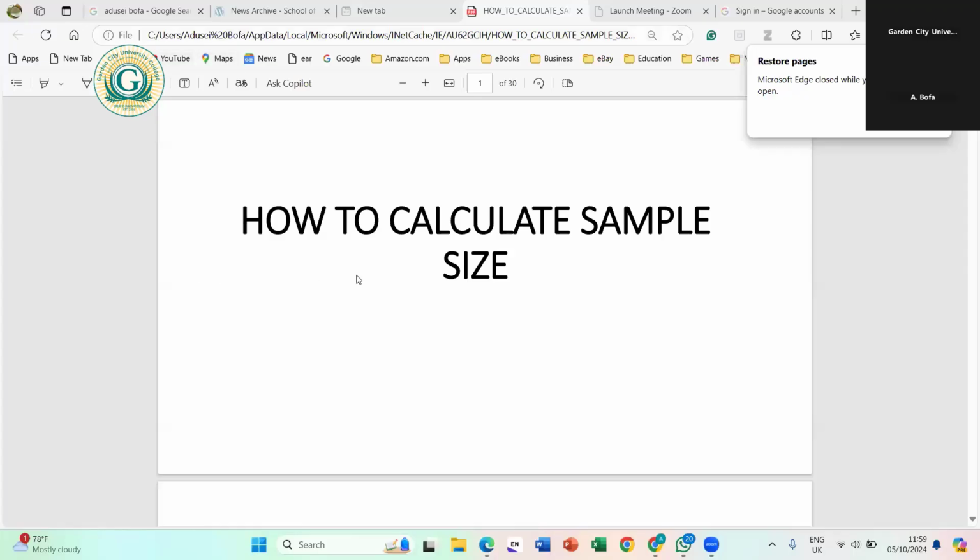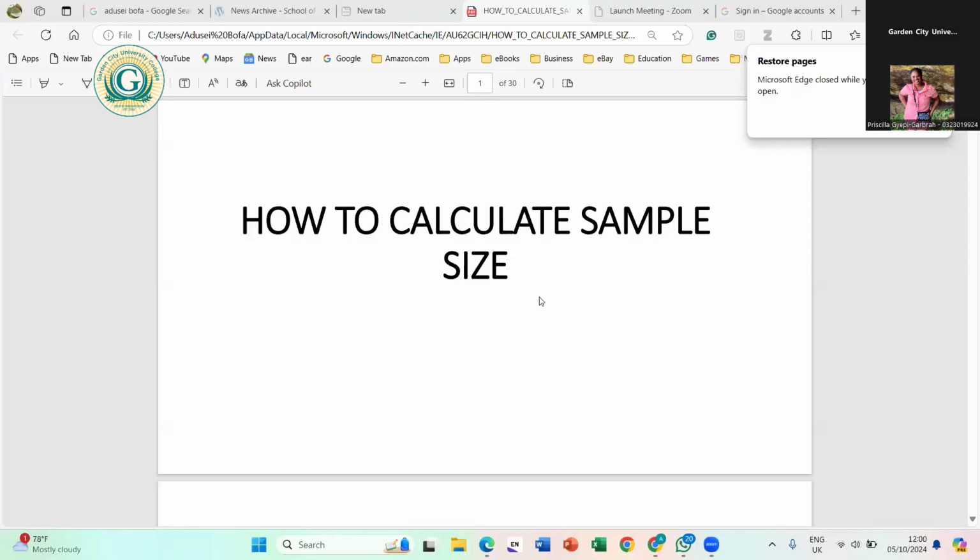Okay, so as I said, today we are going to learn how to calculate our sample size. Because previously we learned that it's from our population that we get our sample, and based on that, we can generalize for the whole population because dealing with the population is cumbersome and costly. Okay, so today we are going to learn how to calculate our sample size.